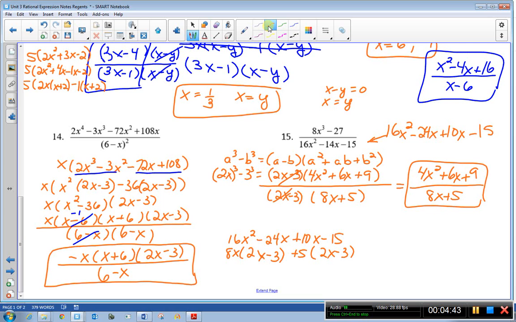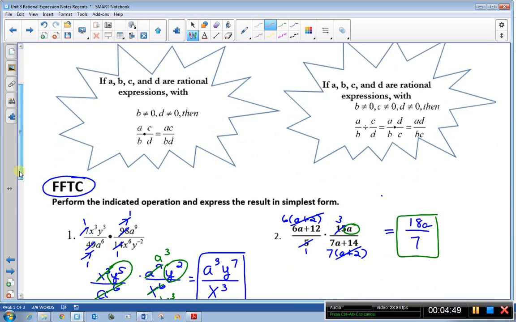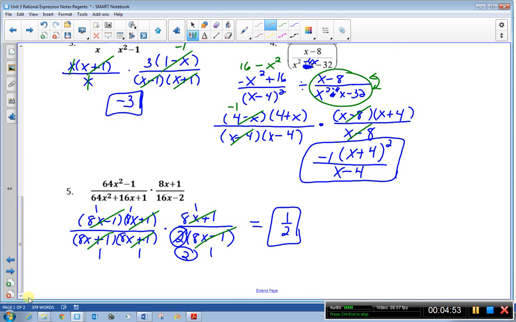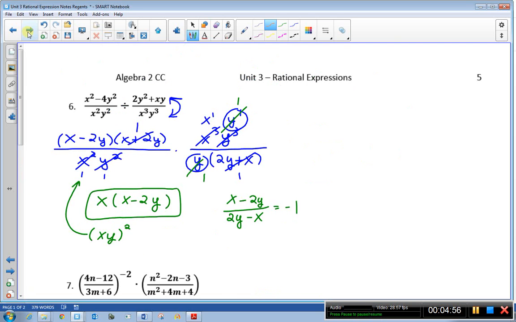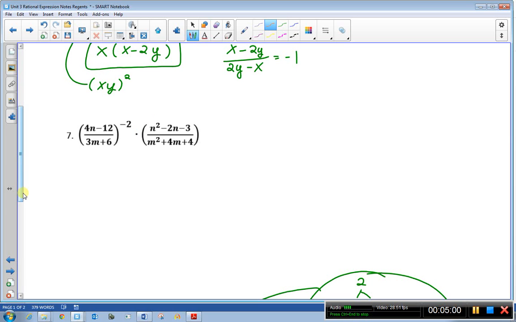Okay, that page is done. And here's one for multiplying and dividing.